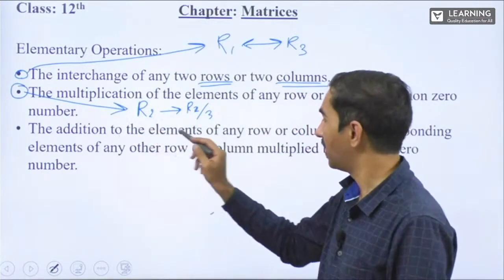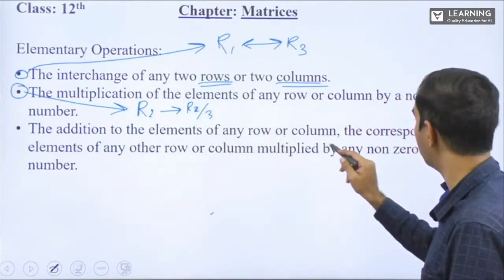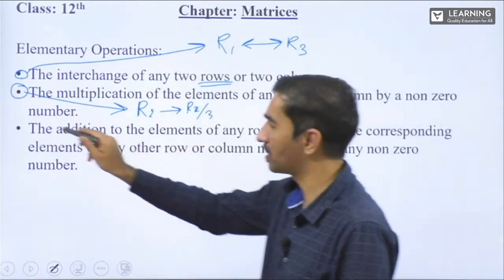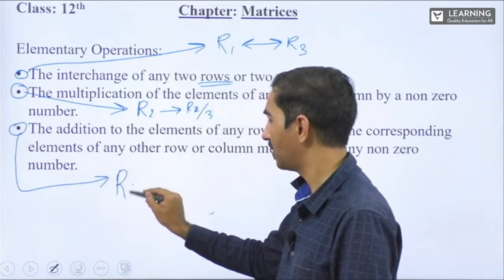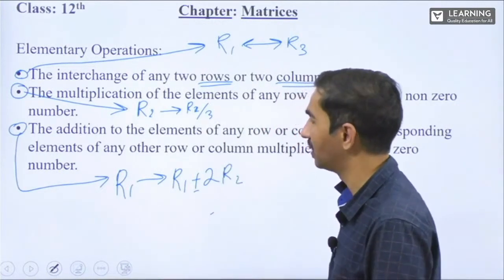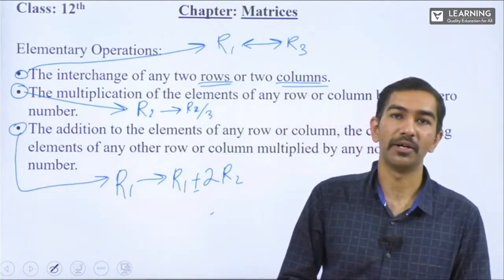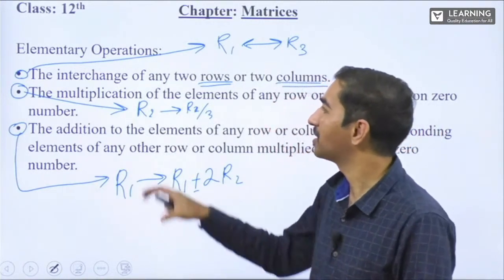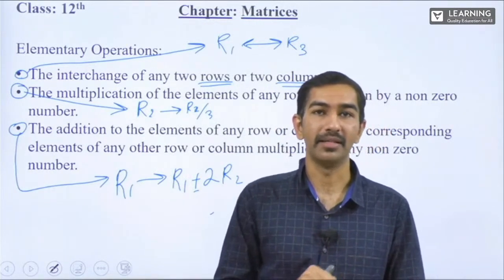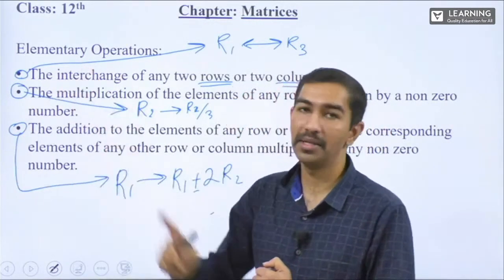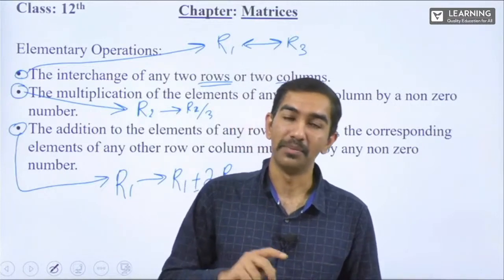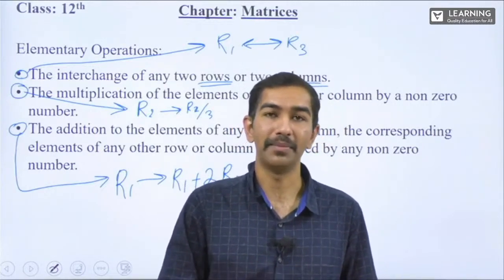Next, the addition to the elements of any row or column, the corresponding elements of any other row or column multiplied with a non-zero number. This is represented as R1 equals R1 plus or minus 2R2, just an example. Why are we learning elementary operations? Elementary operations are used to find the inverse of a matrix. There are two methods to find the inverse of a matrix: one is by elementary operations and the other is by using the formula. In your exams, both can be asked.